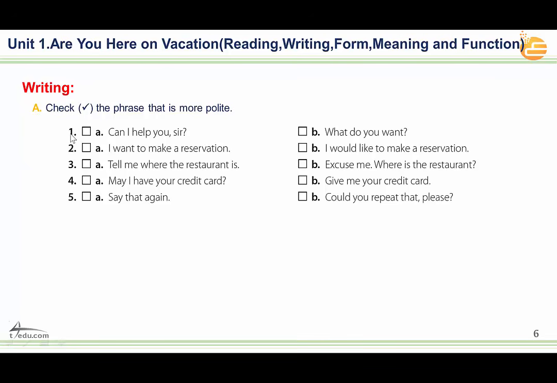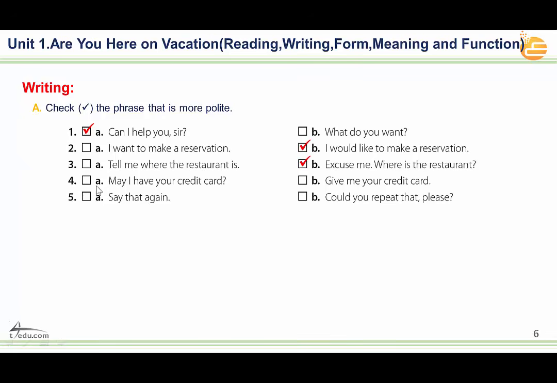Next, writing. Check the phrase that is more polite. So, number one, what is the better thing to say? Is it better to say, "Can I help you, sir?" Or, "What do you want?" Which one is more polite? Excellent, this one. It's better to say, "Can I help you, sir?" Number two, I want to make a reservation, or I would like to make a reservation. Which one is more polite? Excellent, this one. Number three, tell me where the restaurant is, or excuse me, where is the restaurant? Which one?